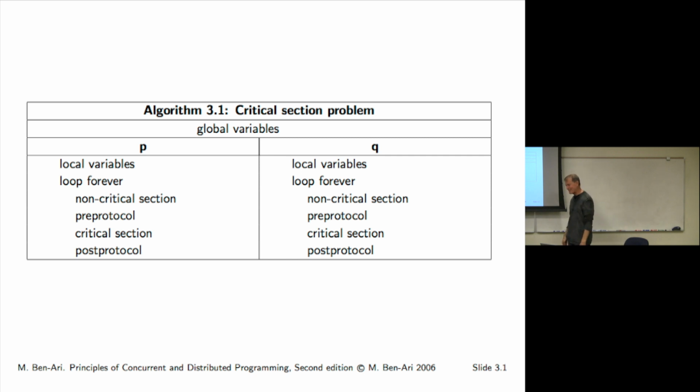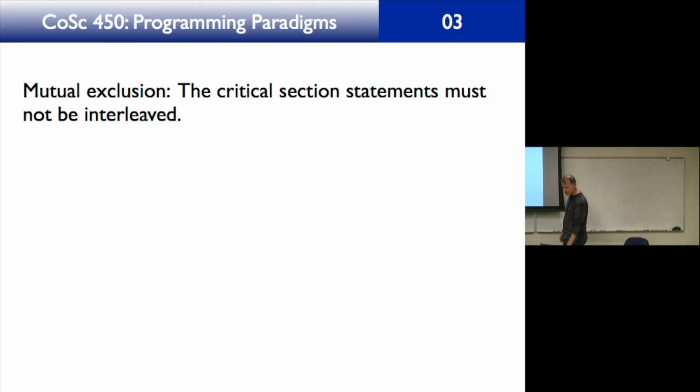Well, no, not eat, but in this case, what? Get into its what? Yeah, it wants to get into its critical section, but the scheduling happens so that it can't, so that it won't, so it starves. Yeah, that's loosely what that means. Now let's take a look, more mathematically and more precisely, at what it means. So mutual exclusion means the critical section statements must not be interleaved, okay?